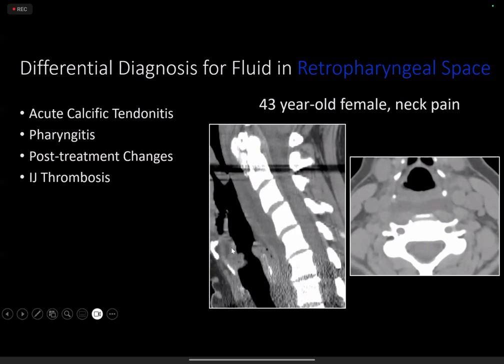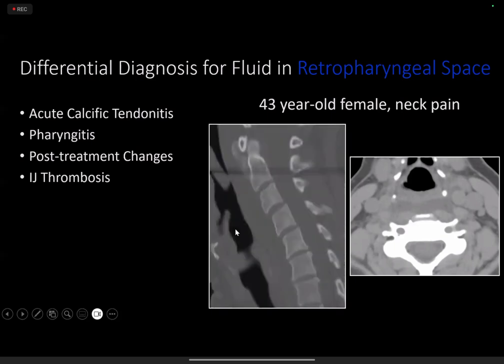So here in this patient right over here, what can be causing this retropharyngeal fluid? There's a little bit of a clue here in the soft tissue windows. You can see maybe this abnormal high attenuation that really doesn't belong here. Here's the anterior arch of C1. Here's C2, but what if I switched over to the bone window? Now the answer is clear. There's these amorphous calcifications right at the level of C1, C2. You have your diagnosis, and this is a case of acute calcific tendonitis.